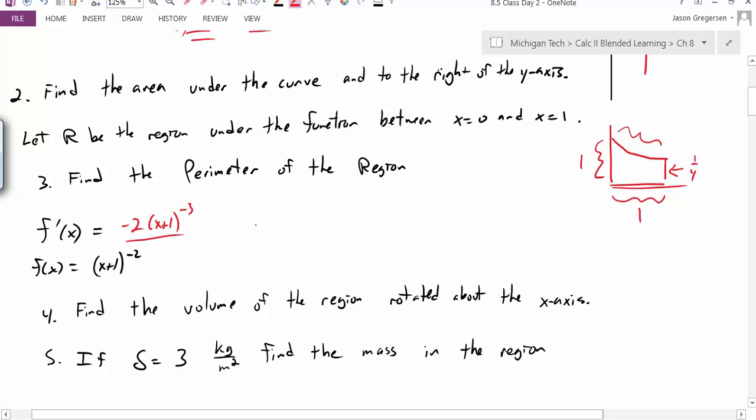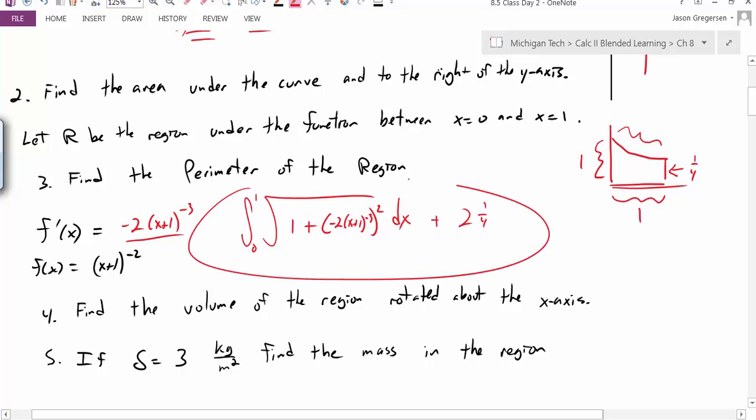So the arc length, this side over here, is going to be the integral from x equals 0 to x equals 1 of the square root of 1 plus my derivative value, (x plus 1) to the negative 3, quantity squared, dx. So it's 1 plus the derivative squared. So all that stuff plus 2 1/4. And this all together will be my perimeter. Questions about that one?